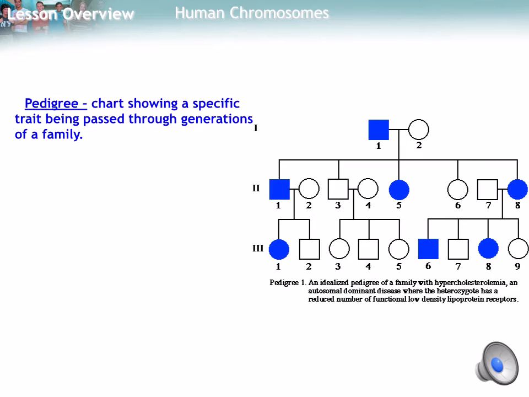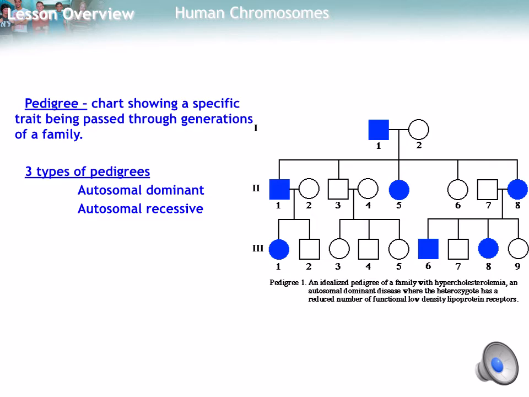Take a look at this pedigree that's on the right side. This pedigree shows a family with high cholesterol in their blood. So the symbols that are shaded, the circles or squares that are shaded, represent family members with that trait, the high cholesterol. And those who have blank or unshaded symbols, they don't suffer from this trait. They don't have high cholesterol in their blood. There are three types of pedigrees that we're going to be focusing on, and they are autosomal dominant pedigrees, autosomal recessive pedigrees, and sex-linked pedigrees.